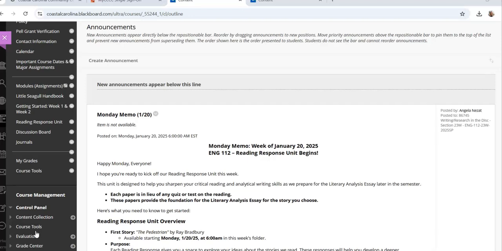We will read 4 short stories over the course of about 3.5 weeks, starting today. The first story that you are going to read is called The Pedestrian by Ray Bradbury. At the end of each reading that you do, you have a very short page and a half paper to write on that particular story for that week.